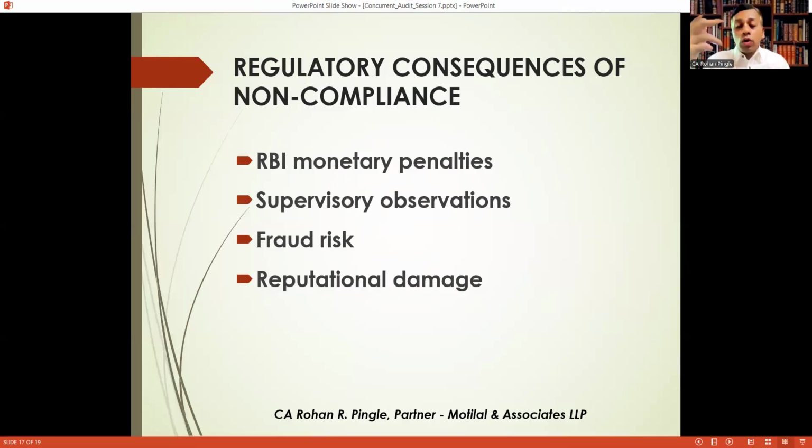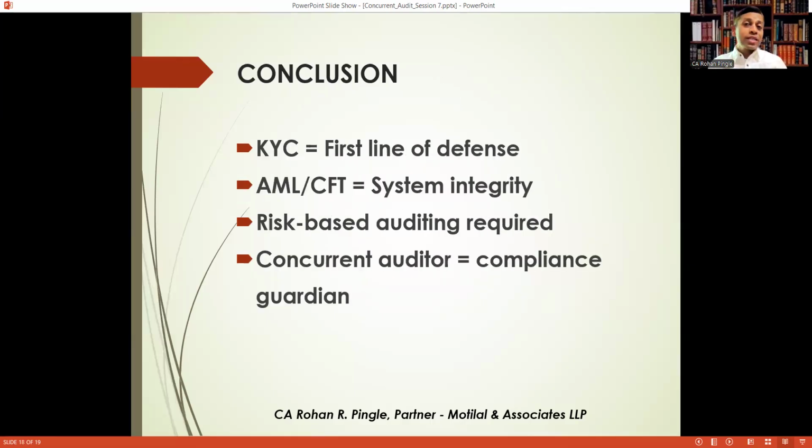What we can conclude from today's session is that KYC is not clerical documentation. It is a national financial security framework. It is the first line of defense, we can say. As concurrent auditors, we must verify the documentation, assess the risk categorization, evaluate the transaction monitoring, and identify suspicious patterns. And strong KYC compliance prevents what? Money laundering, terror financing, and fraudulent activities. So let us discharge our professional responsibility with due diligence and skepticism. KYC related anything is equal to the first line of defense, so that must be taken care of.